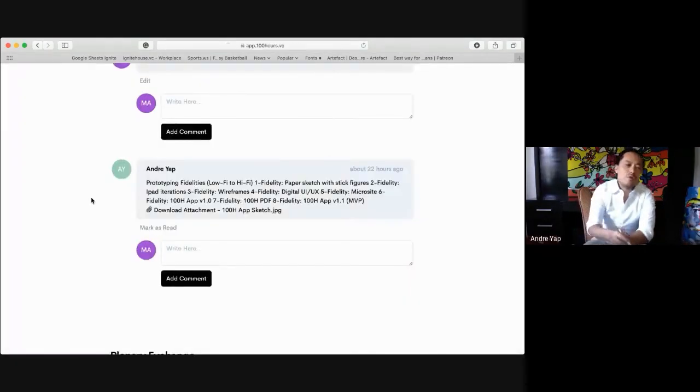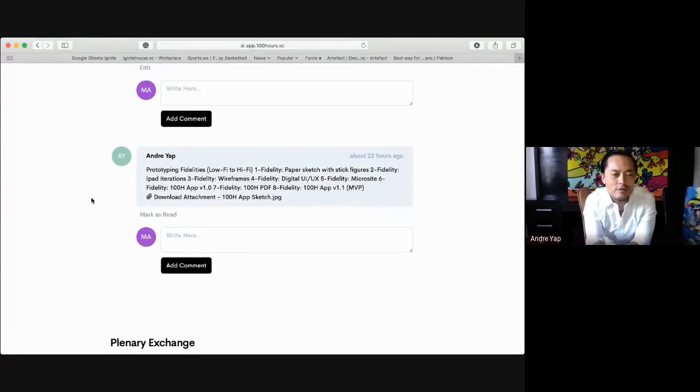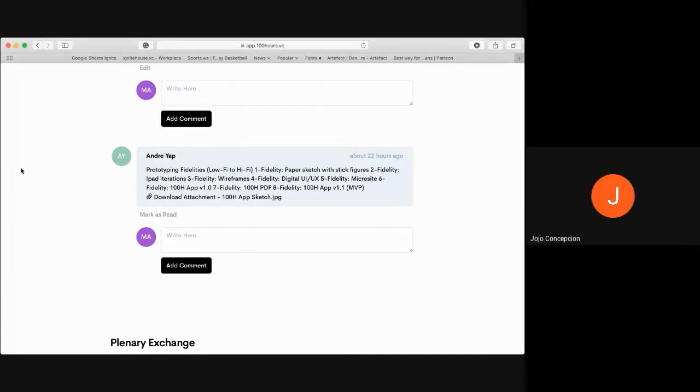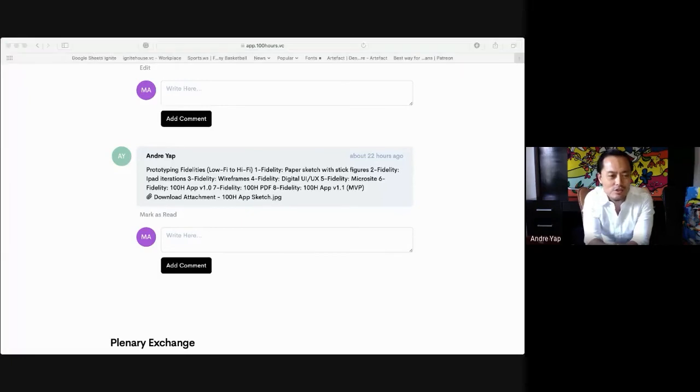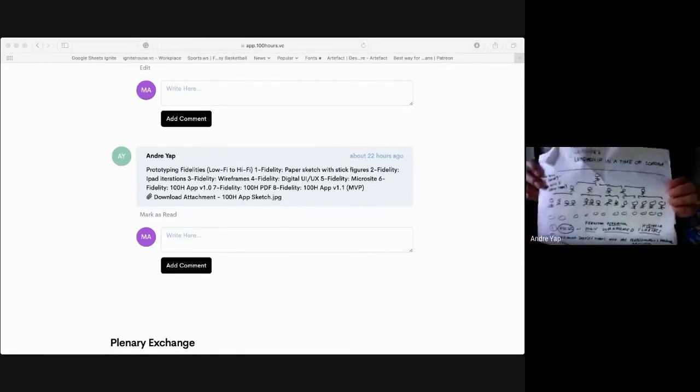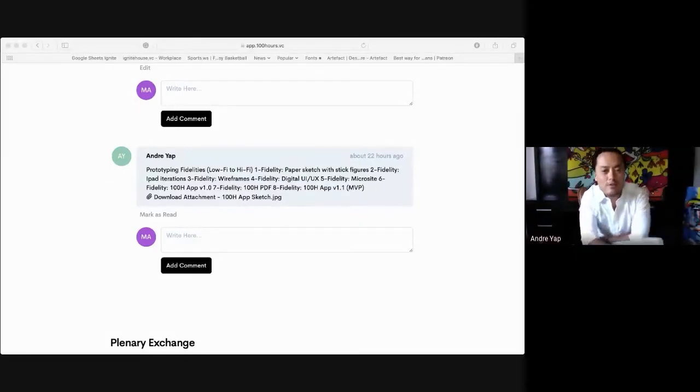So this notion, ladies and gentlemen, of fidelity, prototyping in fidelity, where you go from low fidelity to higher and higher fidelities. In our case, this prototyping fidelity went like this. First and lowest fidelity was a paper sketch with 6 figures. I even have it here. This happened in Tally. We went from there to an iPad iteration. I lost your screen, Miguel.